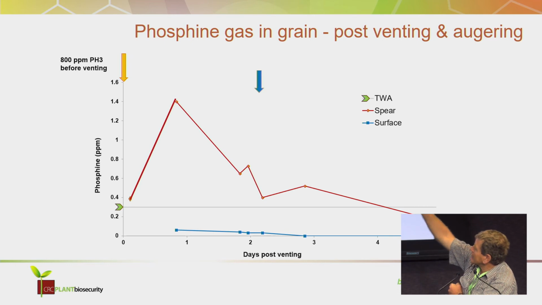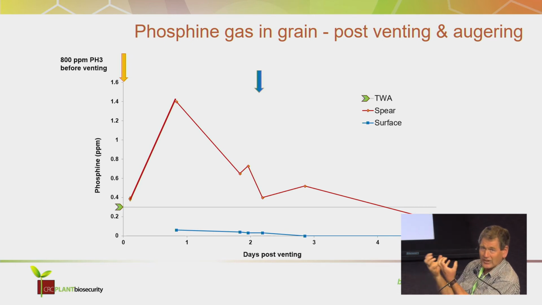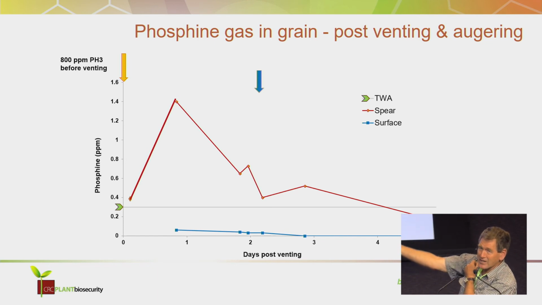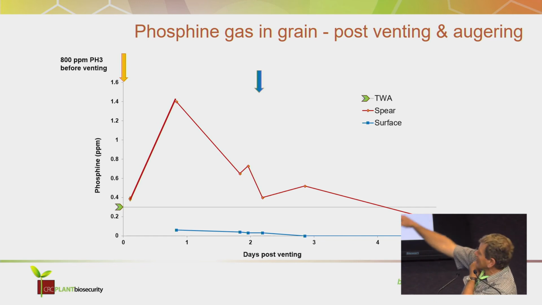Out of interest, we had to pull those insect cages in this particular trial out. So you'll see that blue arrow there. We've vented the silo, and sure, the actual concentration is dropping. We pulled the grain out of that silo, augured it out into a truck, and then augured it again, back into the silo. And within hours, we were back above the 0.4 again.